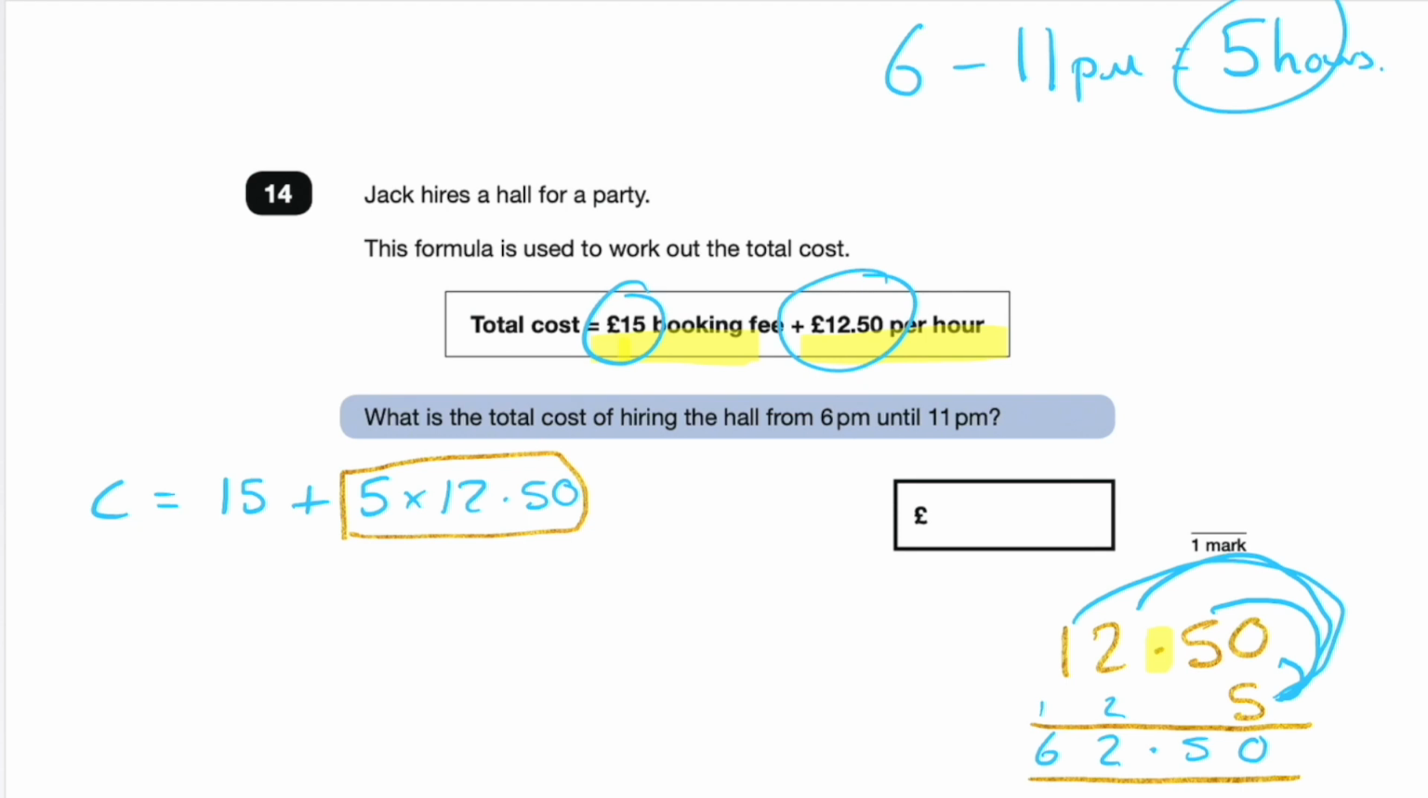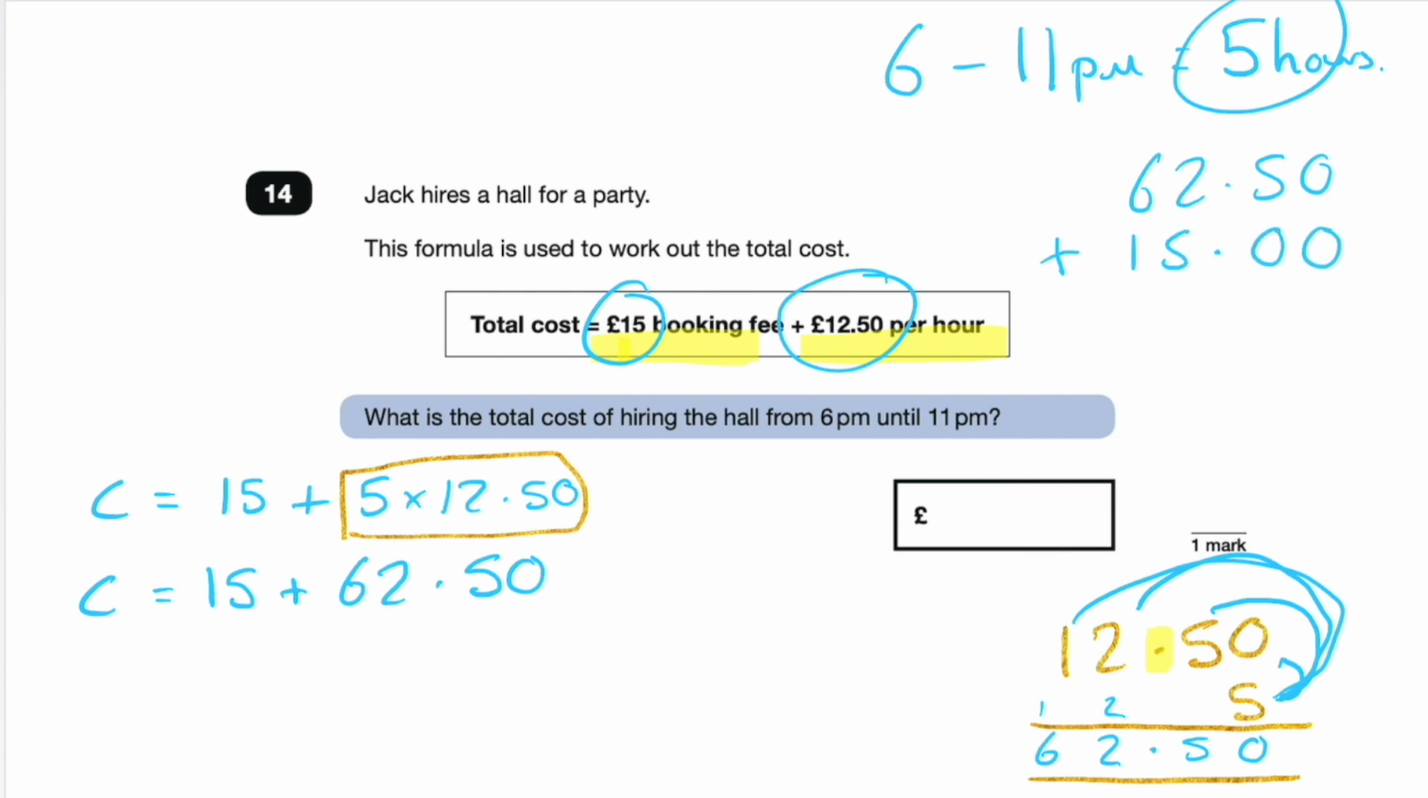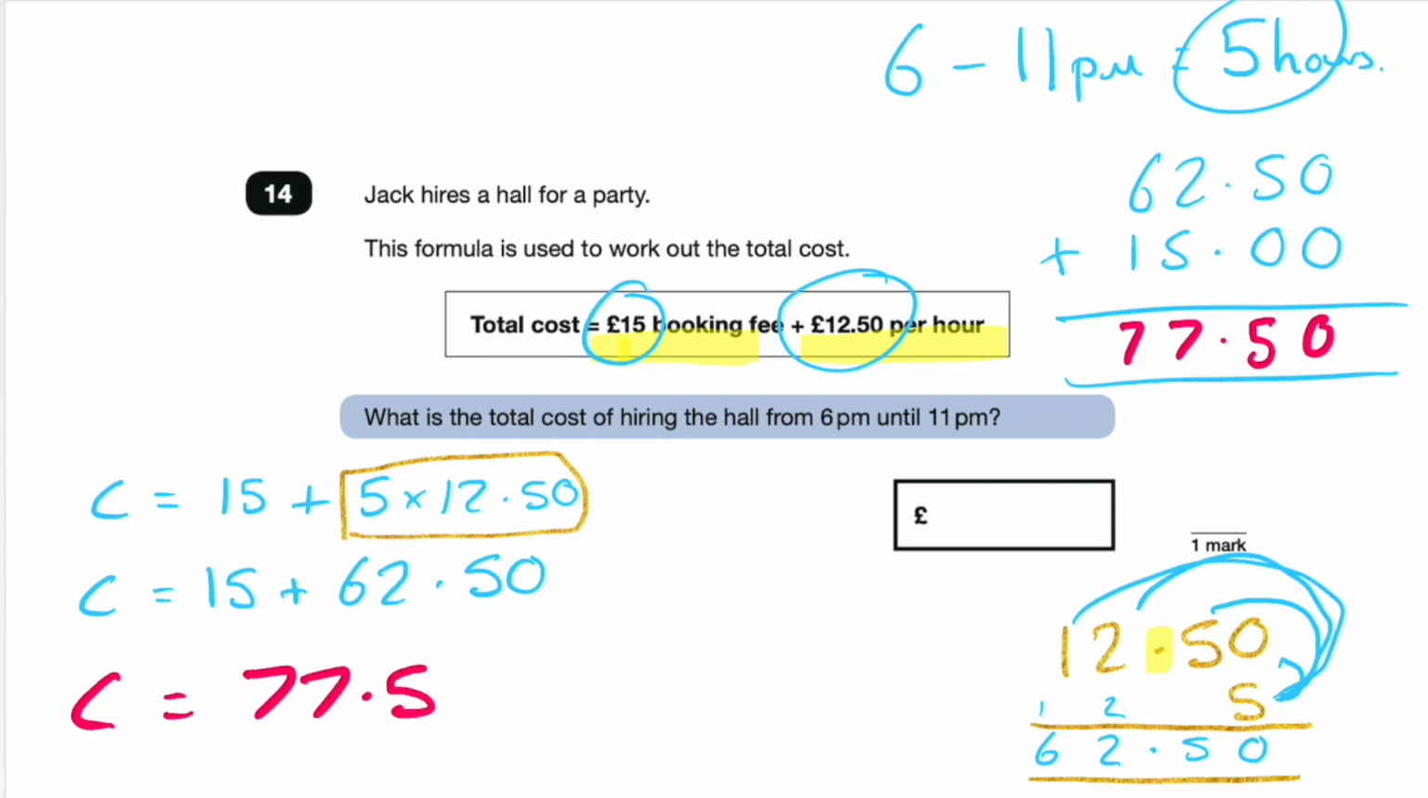So let's do the next line of my formula. The cost equals £15 plus the total cost of the hours, which is £62.50. Now I simply just add this up. £62.50 plus £15. Add that up. So my total cost equals £77.50. Make sure I put it into the right box, and I'm good to go.